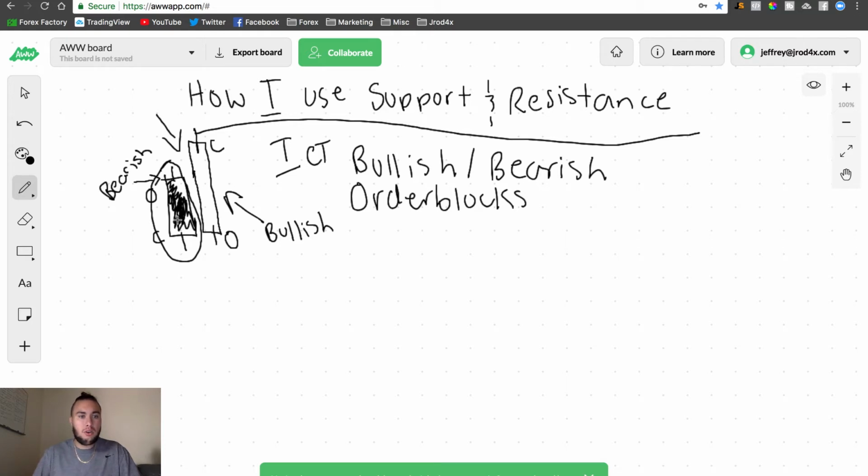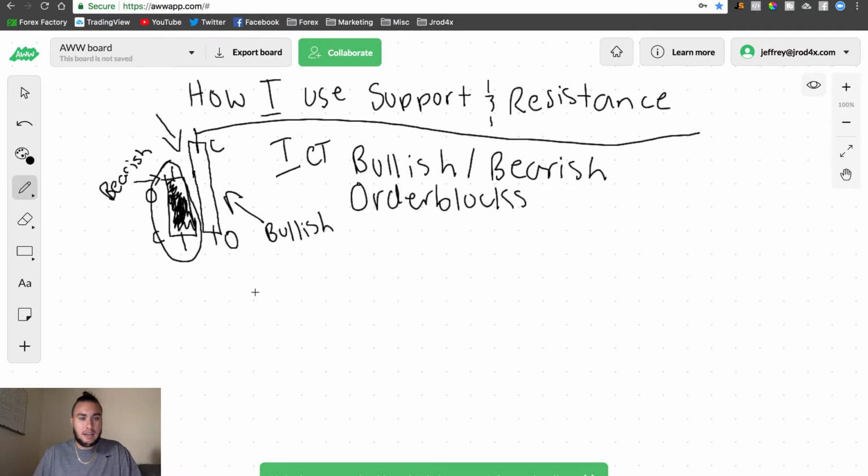And this can be used on any time frame. You can use this on the weekly, the daily, the 4-hour, the 1-hour. No specific time frame matters, but the higher the time frame that you're on, the more likely that they're using that level as a level of support or a level of resistance.